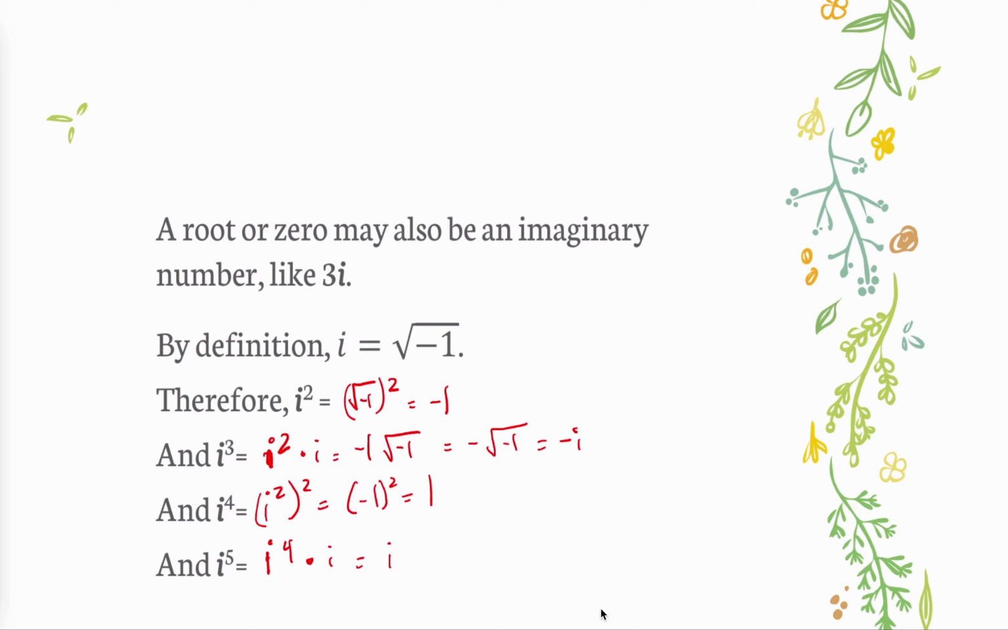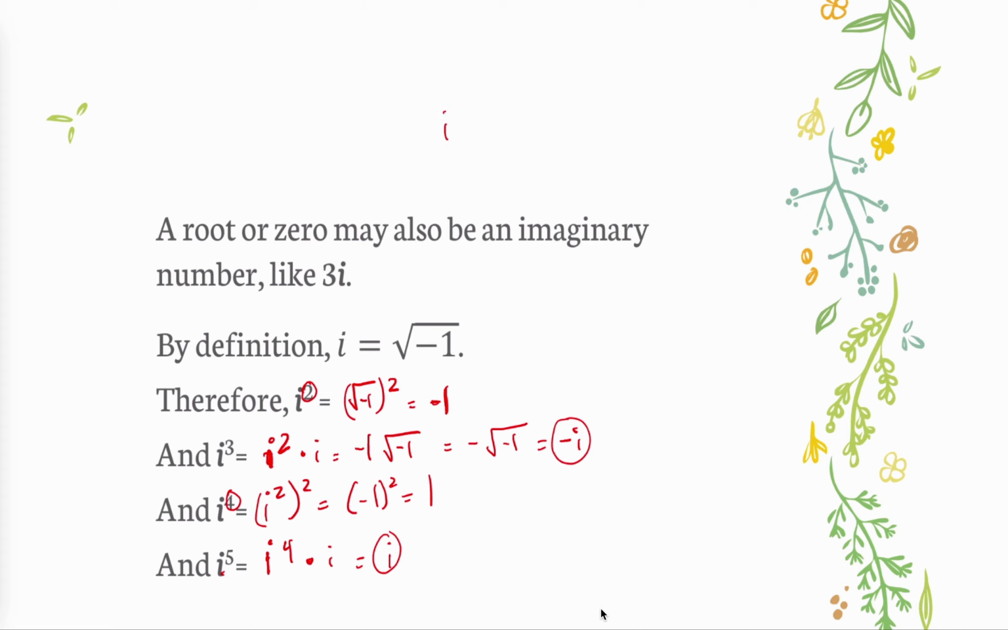So it's a cycle, right? Any even power of i is going to be negative 1 or 1. Any odd power of i is going to be i or negative i. So it repeats every 4 powers.